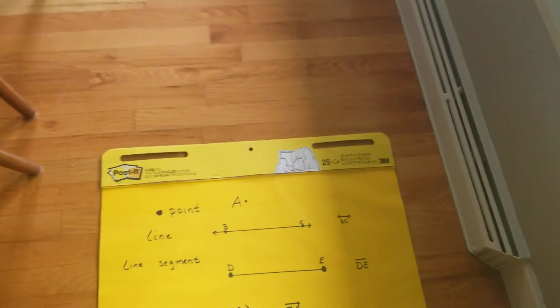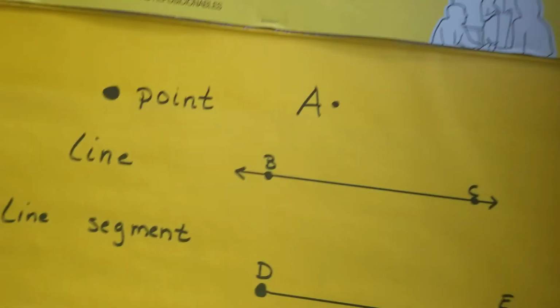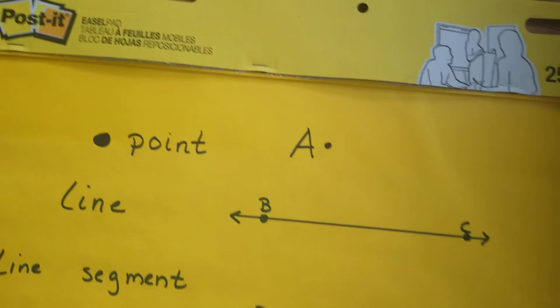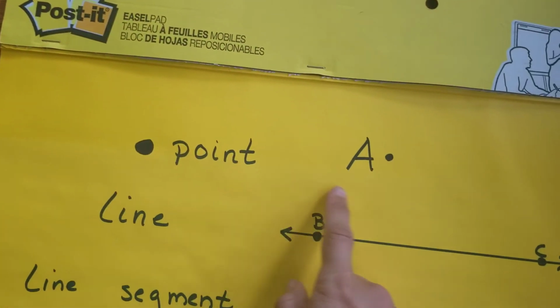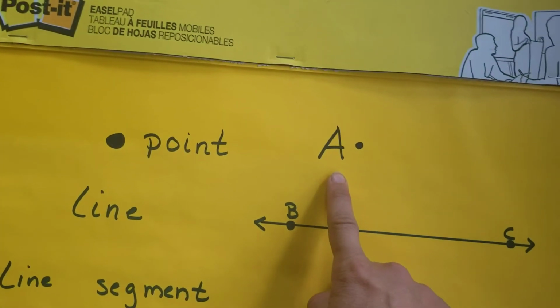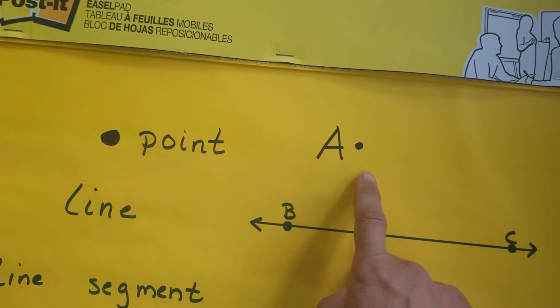All right, hello guys. So today I'm going to explain a little bit about rays, points, angles, lines, and line segments. All right, so I'm going to have you take a look at my board. All right, here we go. So you can see that the first thing I have is point A. And if I were to write that, it would just be an A with a point next to it.